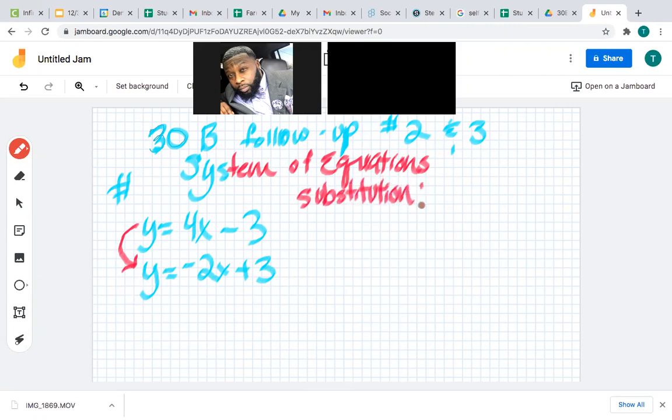Substitution method. All right, forgive me if I ever misspell some stuff. My spelling is very suspect. All right, so let's try this. Let's try it and see if it'll work.